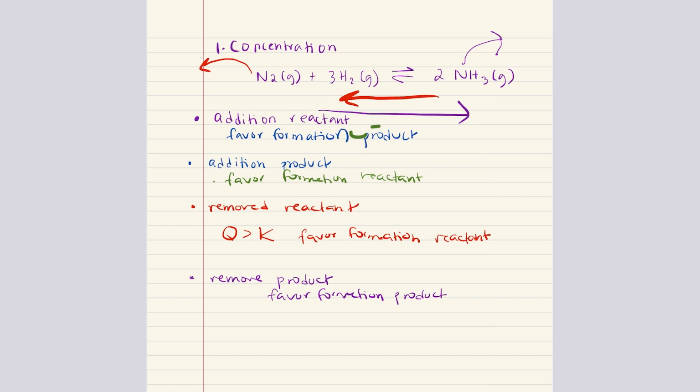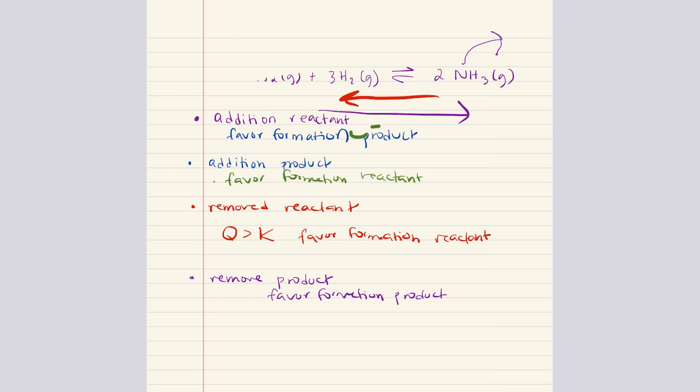So those are the 4 important points to keep in mind in relation to concentration. I'm going to say it one more time. If we add reactant, we're going to favor the formation of product to reestablish equilibrium. If we add product, we're going to favor the formation of reactant to reestablish equilibrium. If we start removing reactant, we're going to favor the formation of more reactants to reestablish equilibrium. And if we remove product, we're going to favor the formation of products to reestablish equilibrium. So those are our main points for concentration.